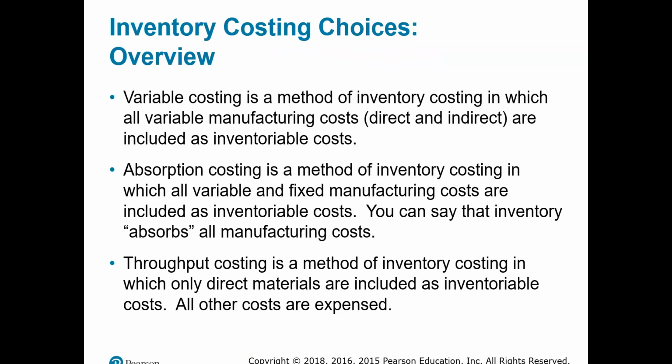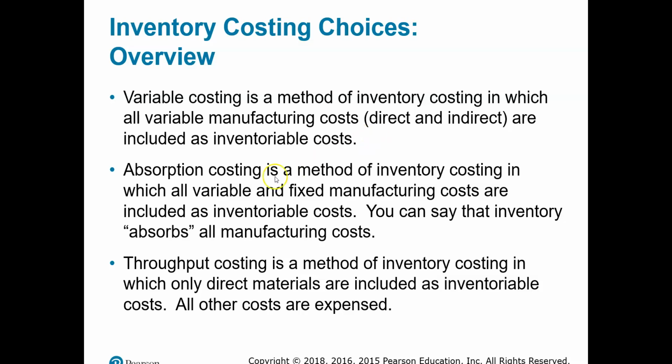Okay, so let's take a look at variable costing, absorption costing, and throughput costing. Variable costing is a method of inventory costing in which all variable manufacturing costs, direct and indirect, are included as inventoriable costs. In other words, under variable costing, we're looking at just variable manufacturing costs, such as direct materials, direct labor, and variable manufacturing overhead. And we ignore fixed manufacturing costs in this situation because even though it's a manufacturing cost, it's not variable. There's going to be a reason for that, and we'll look at it in just a moment.